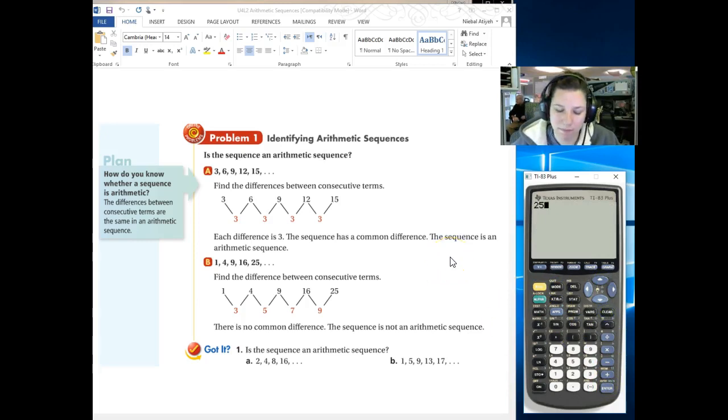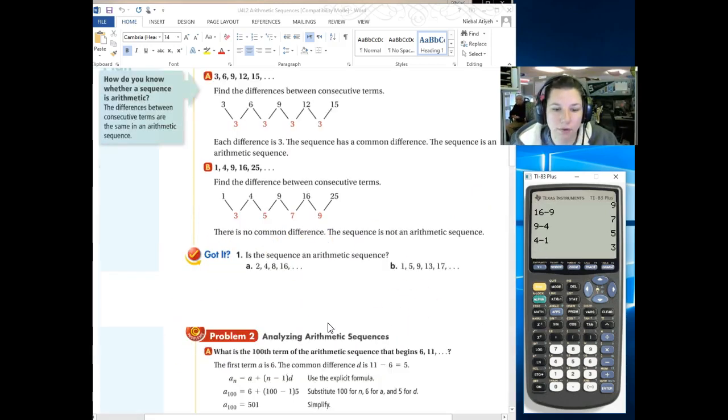So we have 25 minus 16. The difference between those two is 9. 16 minus 9, the difference is 7. Okay, so notice it's broken the pattern. So this is not an arithmetic sequence. Okay, there's a couple for you to pause and try on your own.